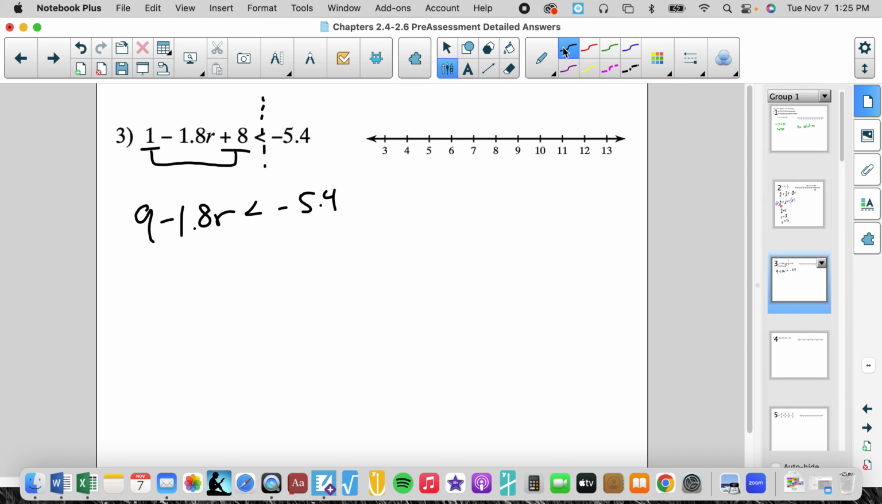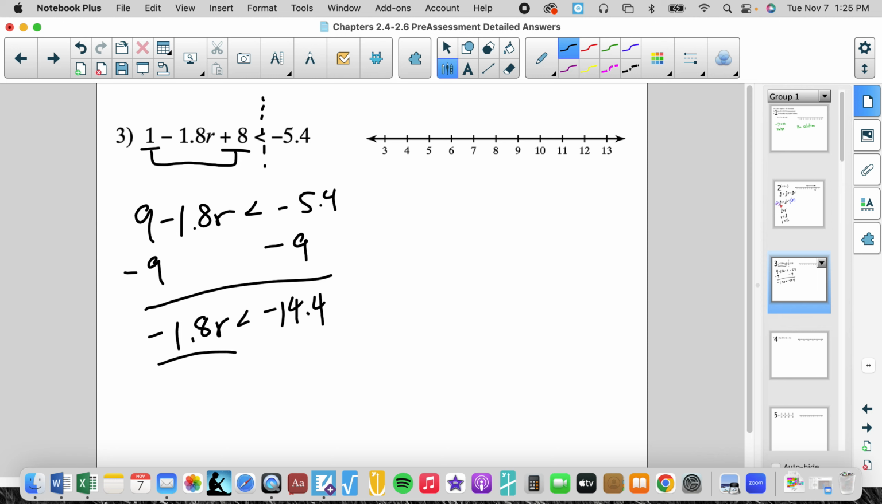Now, our variables are already consolidated on the left side, so we're going to move this constant over. We get negative 1.8r is less than negative 14.4. And then we're going to divide by negative 1.8. r is greater than, because we divided both sides by a negative, we must flip that inequality.